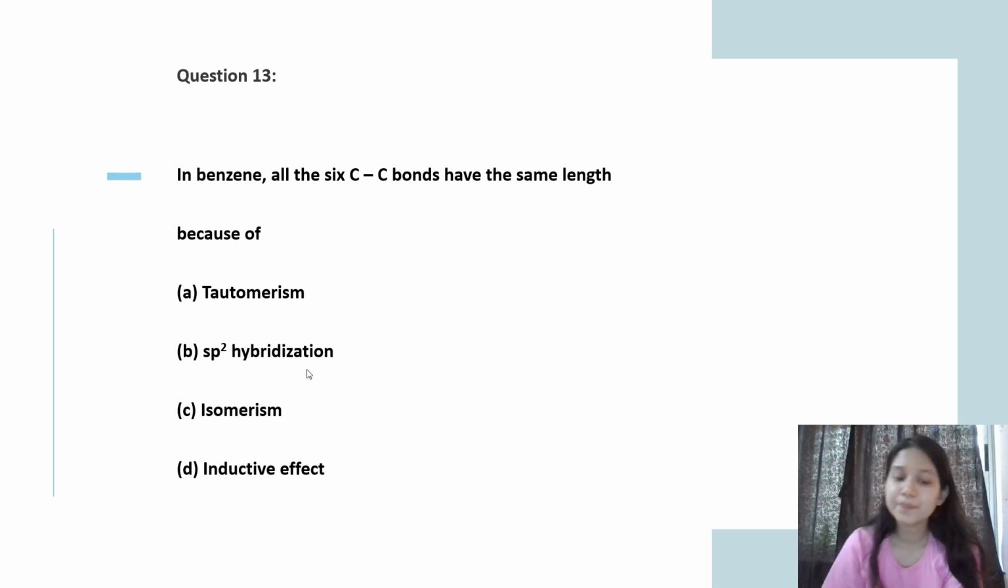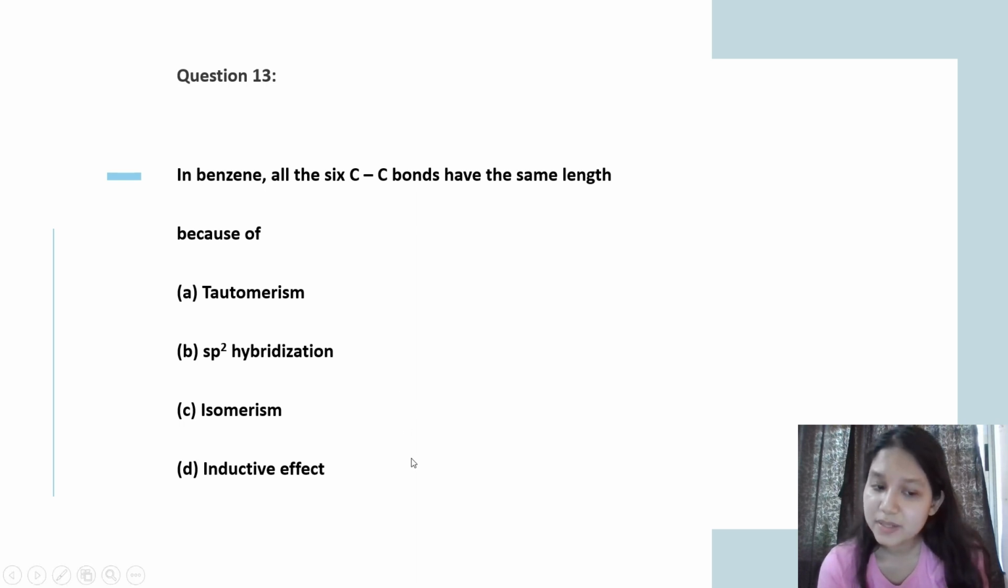Yes, very good. The answer is sp2 hybridization. In case of benzene molecule, we do not see any tautomerism, like in case of keto-enol tautomerism, where we see a carbon-carbon double bond, and one carbon can have a hydroxide functional group, and then the carbonyl, suppose an aldehyde. In such a case, we find tautomerism present, but in case of benzene, we do not see any tautomerism.